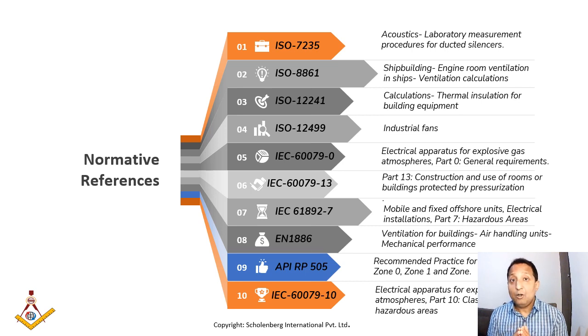For ISO 15138, when the standard was written, certain normative references were also made. If you see over here, ISO 7235, ISO 8861, ISO 12241, ISO 12499, there are several standards listed over here. You can take a note of it. References have to be used because in ISO 15138 it is difficult to write everything, or duplication will happen. So to avoid duplication, certain references are made in the standard, and these are the names of the standards, and this is what each standard signifies.